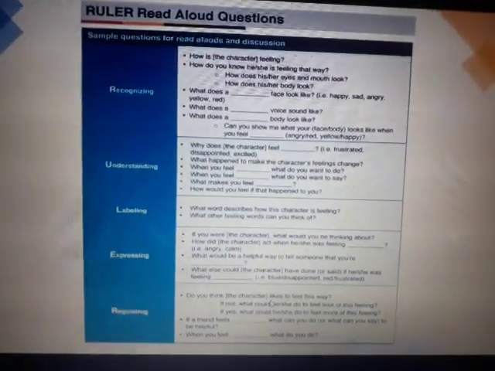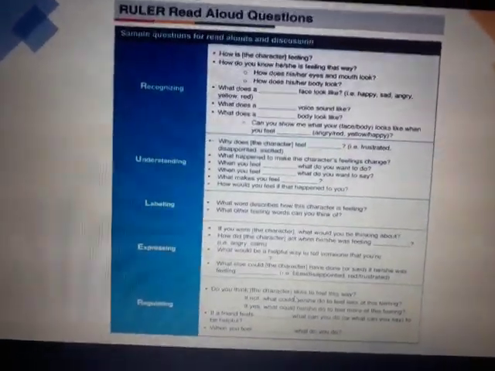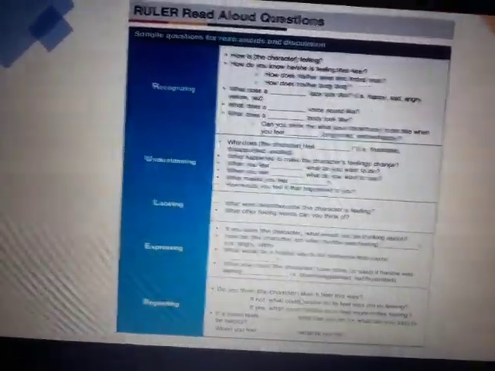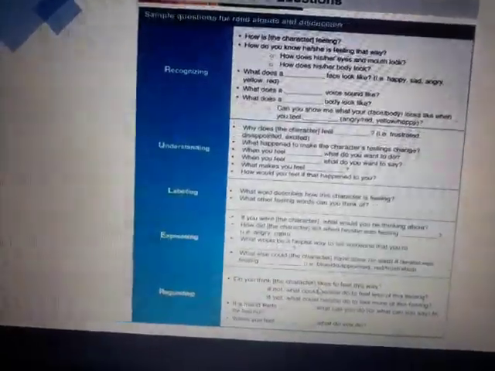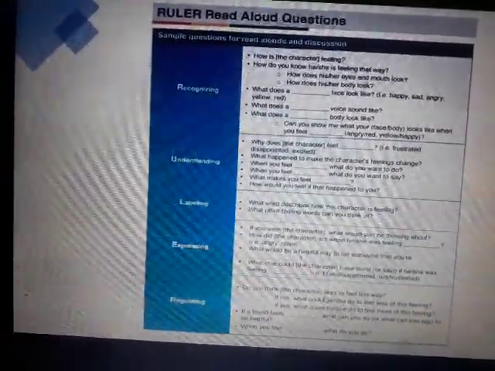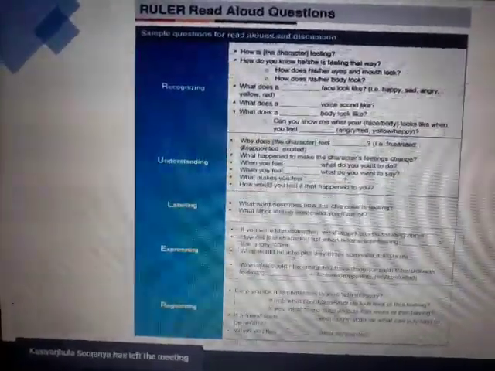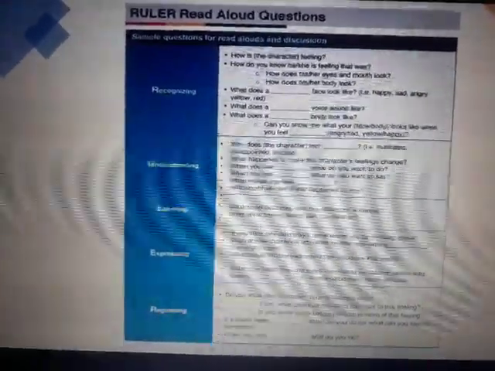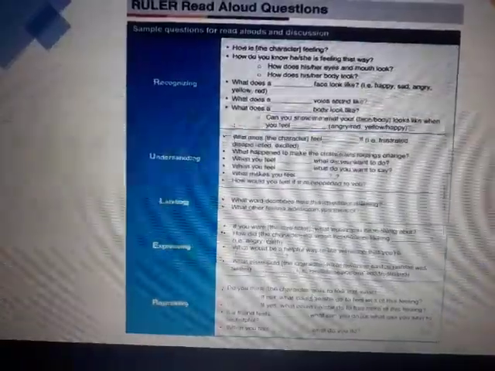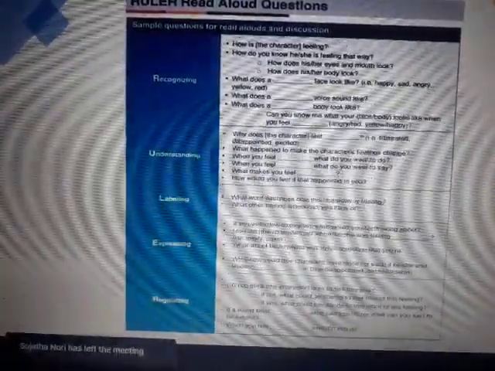Then, in regulating, do you think the character likes to feel it this way? Do we like ourselves when we are angry, when we are screaming with other people? We certainly don't. And later on, after our anger has calmed down, what we usually do is we feel embarrassed. That's why we got angry. Probably it was a very trivial thing. And why did we get angry? So these are some of the sample questions that we can ask to understand our emotions.